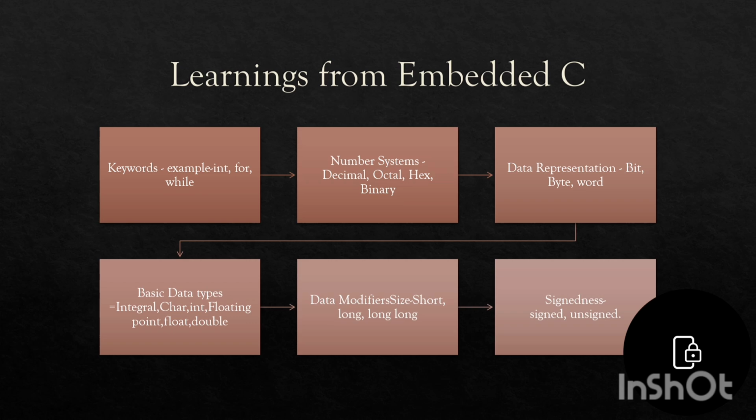Some common ones include int, char, float, and double. Int is for integers, char is for characters, float and double for floating point numbers. And the next, modifiers. Data types can be modified with size modifiers like short, long, or long long to change their memory allocation. And the signedness: a variable can either be signed, which can hold both positive and negative values, or unsigned, which only holds positive values. And this is about the slide of learning from embedded C, and we'll move to the next slide.